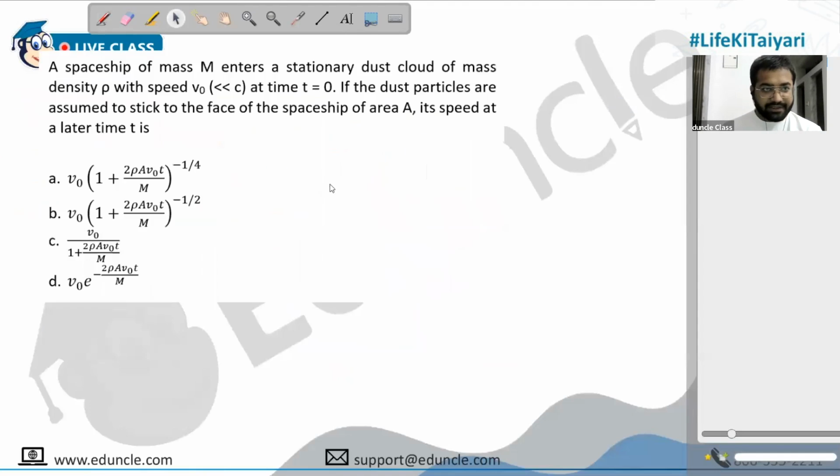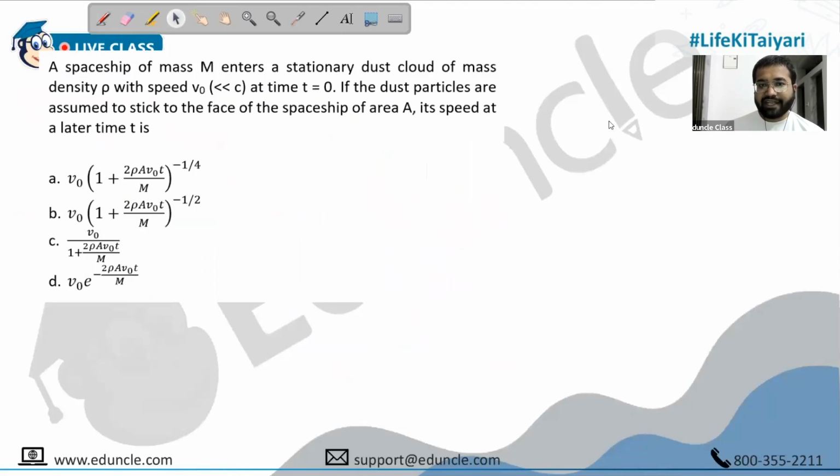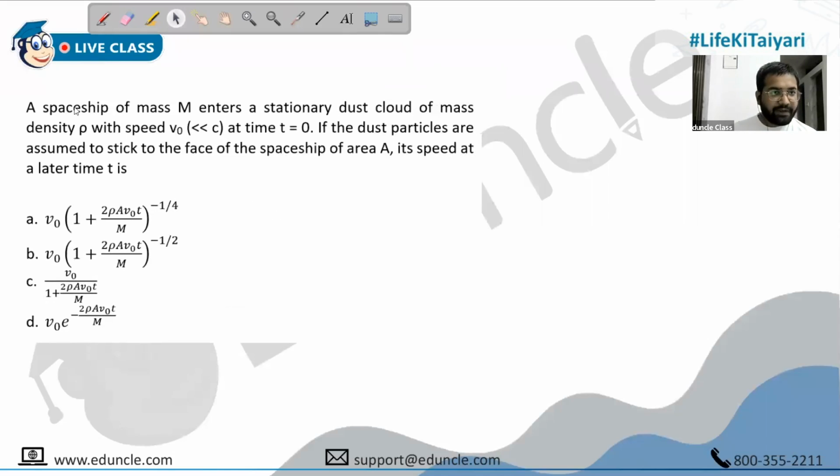Next question, number 12. So now these are the questions on variable mass system. We already know the concept of variable mass system. Thrust force, that thing exists, V dm by dt. But I wanted to take some good questions in the class related to that again. So this is a very good one, but I can teach you a few more things. A spaceship of mass capital M enters a stationary dust cloud of mass density rho with a speed v0 at time t equals 0.